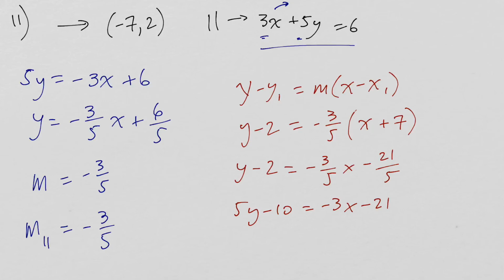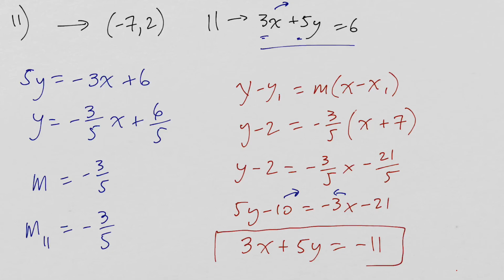And now I'm going to move my 3x this way and my 10 this way. So I get a positive 3x plus 5y is equal to negative 21 plus 10, which is negative 11. This is standard form. And does it ask for just standard form? Oh, it wants it in slope-intercept form. Great. Okay, I was better off at the previous point.